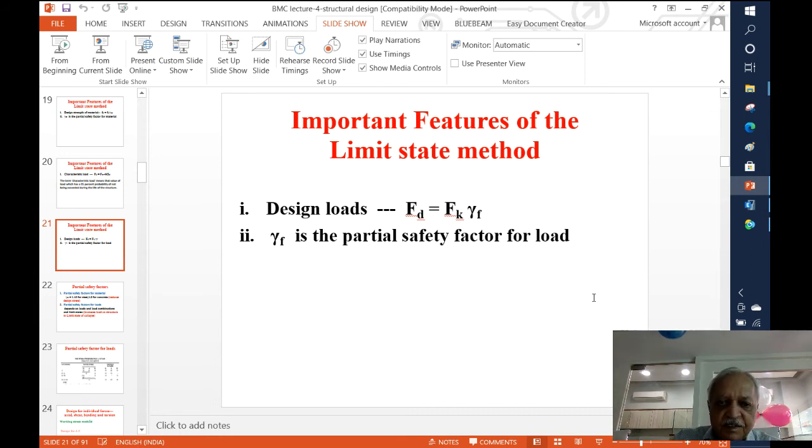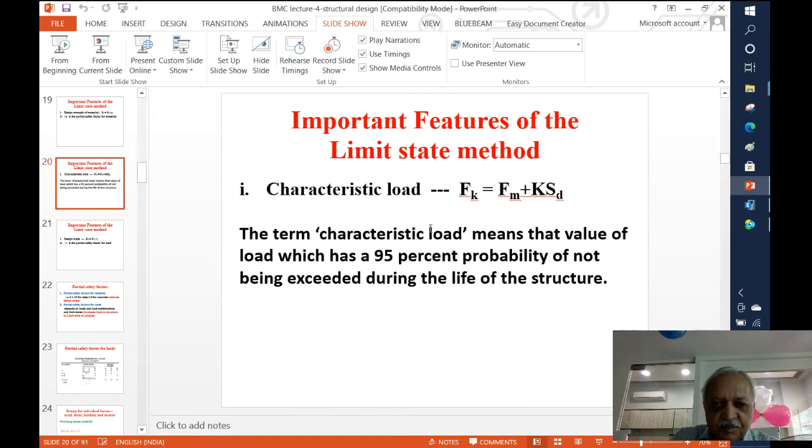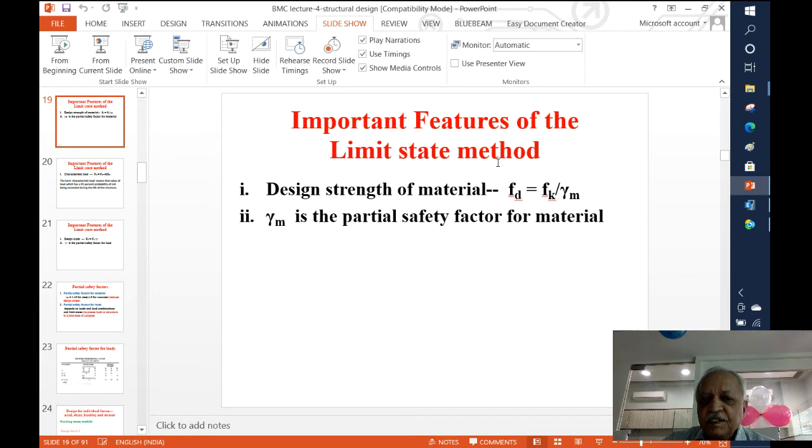So this is design strength as the characteristic strength divided by the partial safety factor.